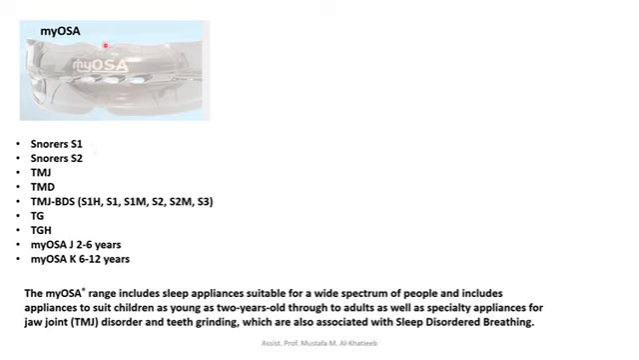There are many types of Myoza: Snorers 1, Snorers 2, TMJ, TMD, and others, Myoza J, Myoza Kids. The Myoza J is used for juniors, 2 to 6 years old, while the Myoza for Kids is used for between 6 to 12 years old.